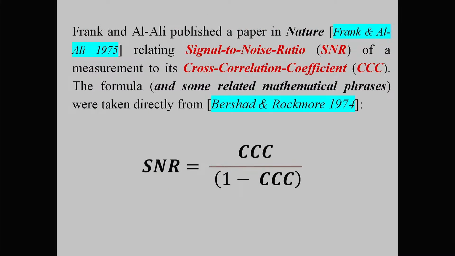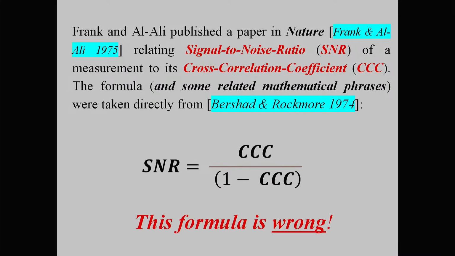And so here is this formula. Signal to noise ratio is incorrect. It's a false formula published by Frank et al. And you can immediately see, with cross correlation coefficients, you can have a negative value. Put any negative value. The signal to noise ratio will be negative, and that is outside of its definition range. So the formula is wrong.